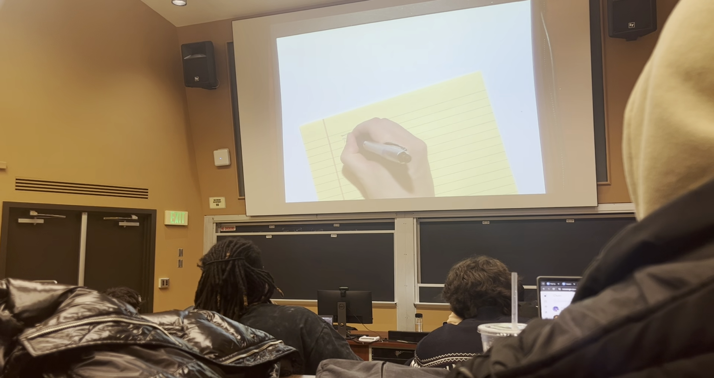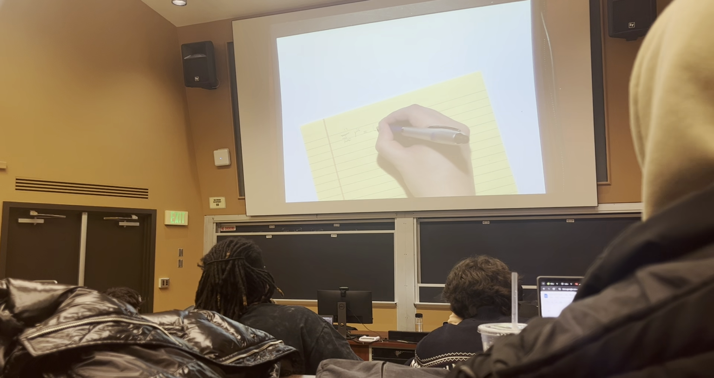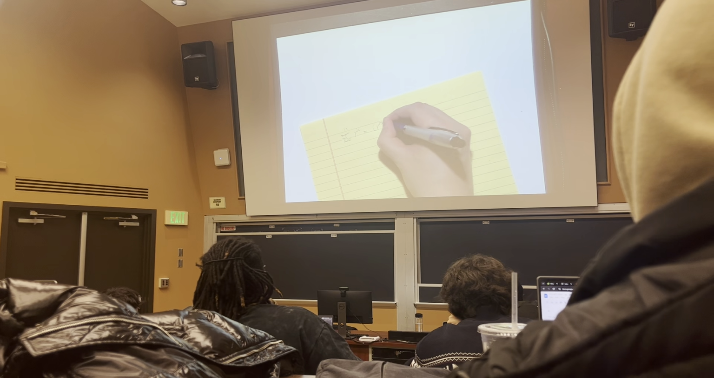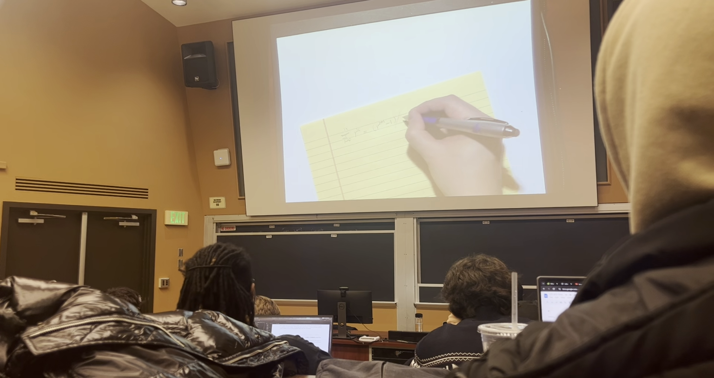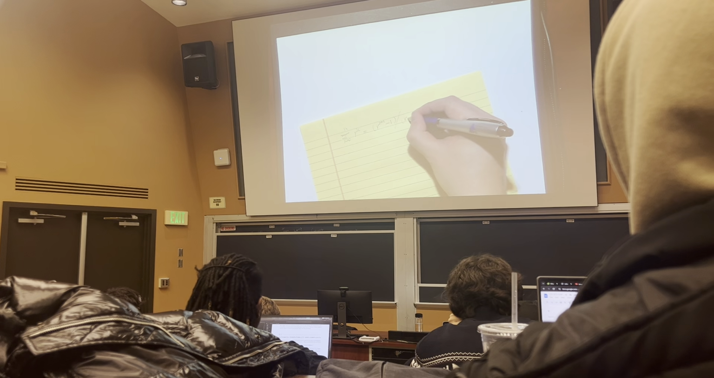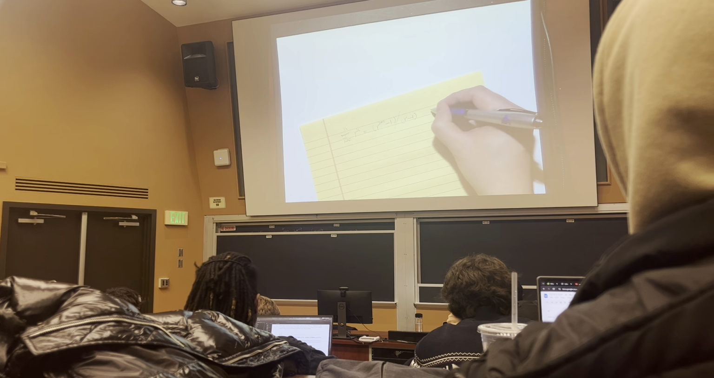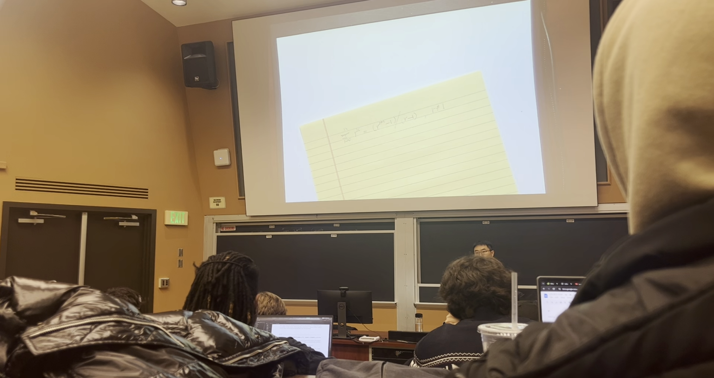We want to show that the sum of k being 0 to n of r power k equals r to the n plus 1 minus 1 over r minus 1. We want to show that this is true.